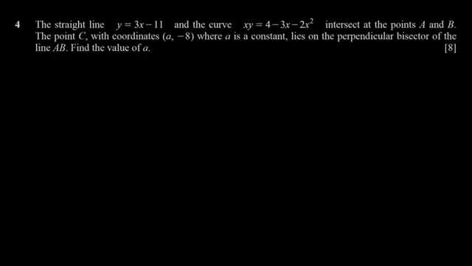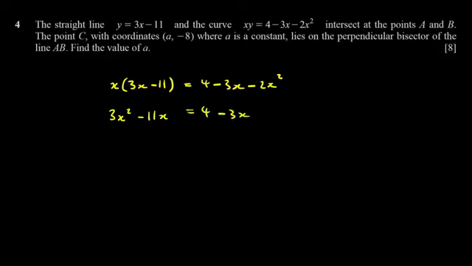So that's what I'm going to do. I'm going to substitute in, so I'm going to get x(3x - 11) = 4 - 3x - 2x². So I'm going to expand the left-hand side: 3x² - 11x = 4 - 3x - 2x².